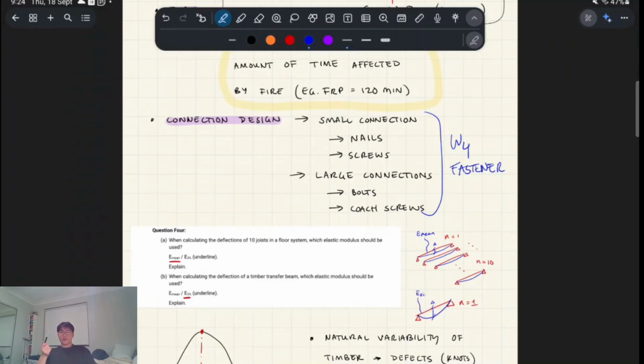So bolts, they both have threads, sorry. So they're both more like screws, but just bigger. For bolts, you basically have to pre-drill a hole and then insert the bolt. Whereas coach screws have these teeth that can bite in as you're applying torque, so you don't necessarily need to pre-drill for coach screws. Coach screws are basically just giant screws.